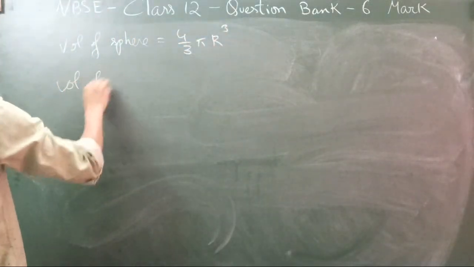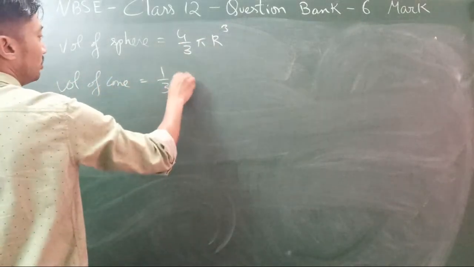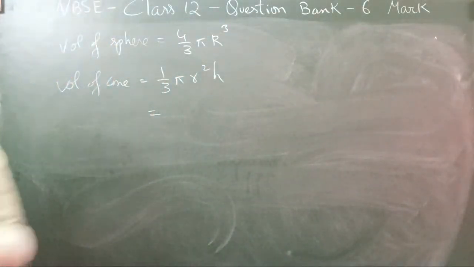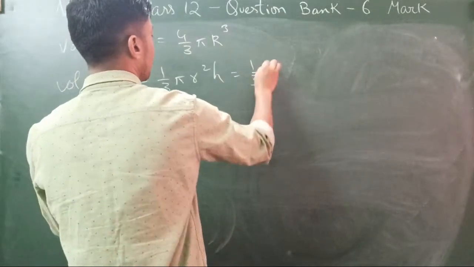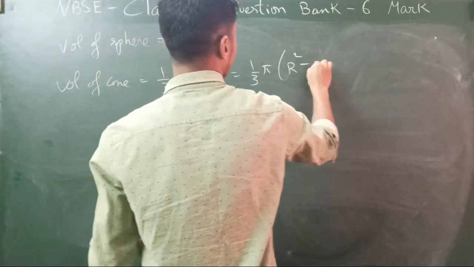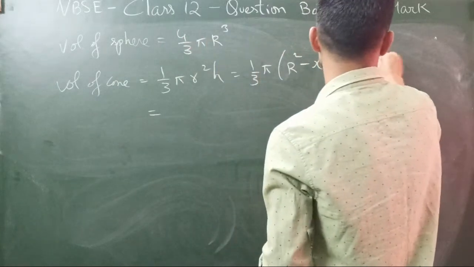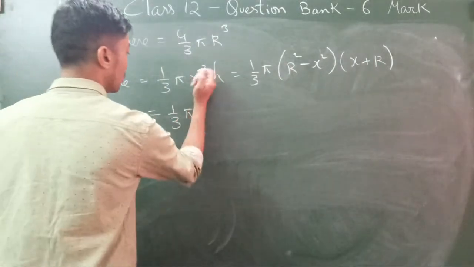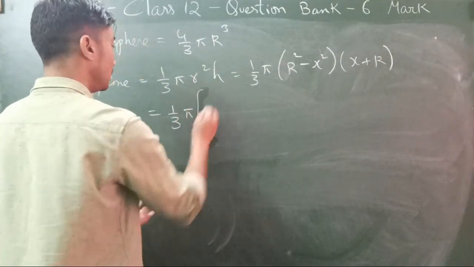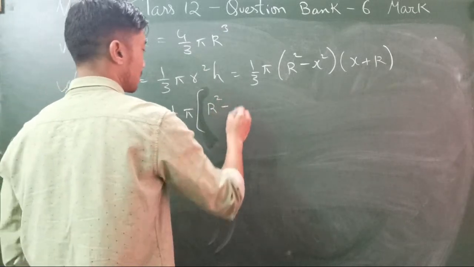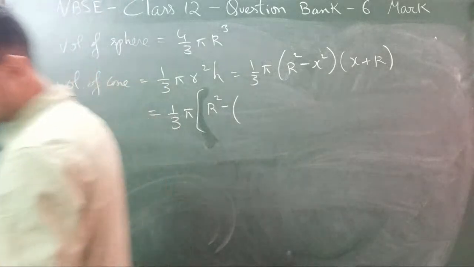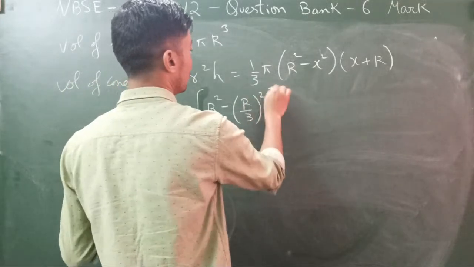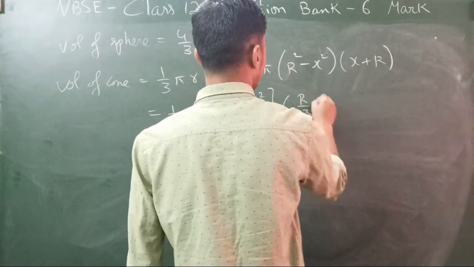So our volume of cone is 1 by 3 pi r square h. Our equation was slightly different after substitution. There was 1 by 3 pi r square minus x square into x plus r. So let's just substitute the values. I need it in terms of r. What was the point that we got? x equals r by 3. So r by 3 whole square, into r by 3 plus r.